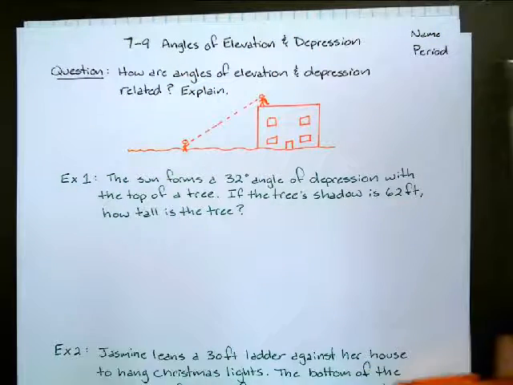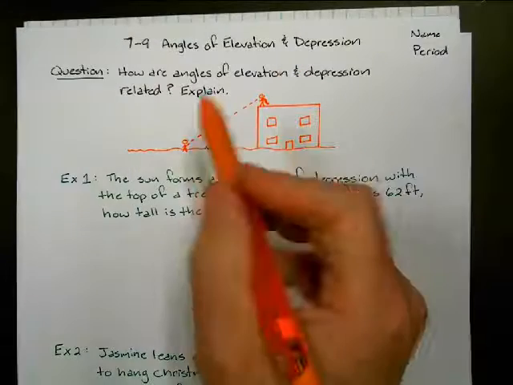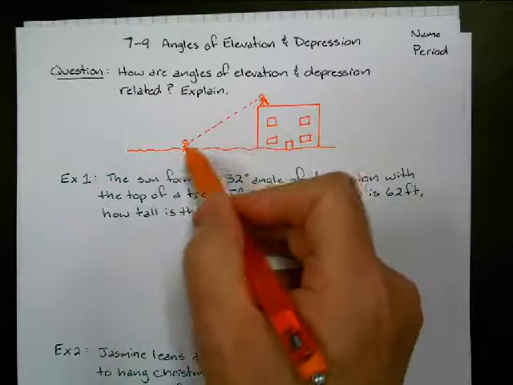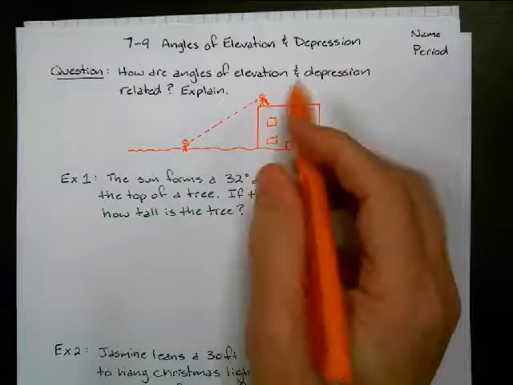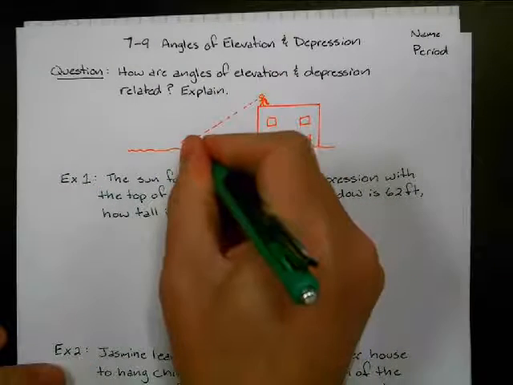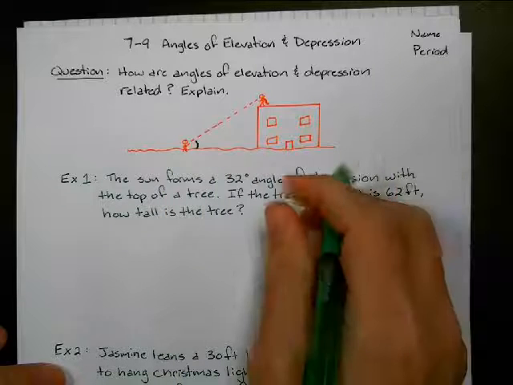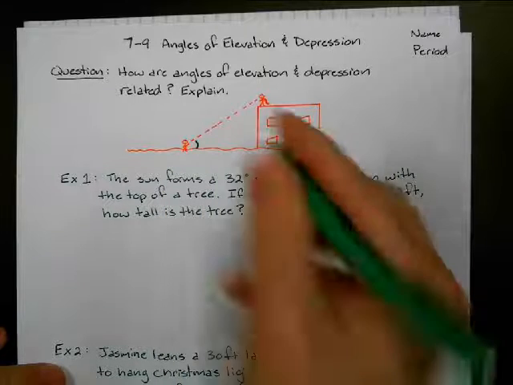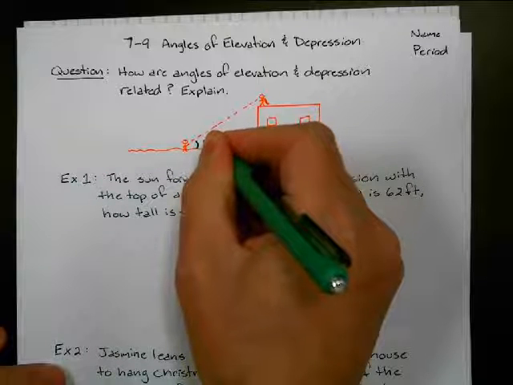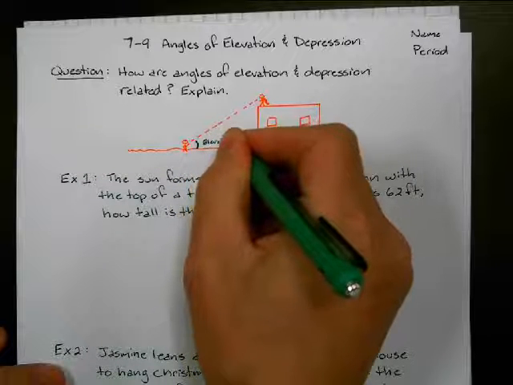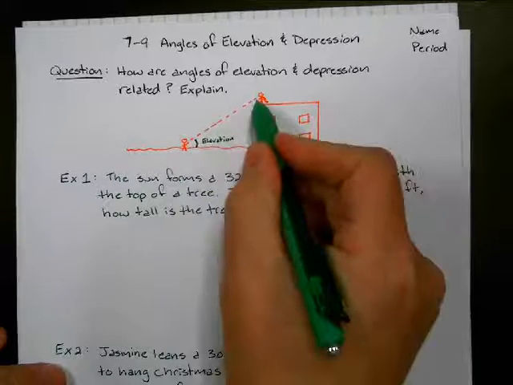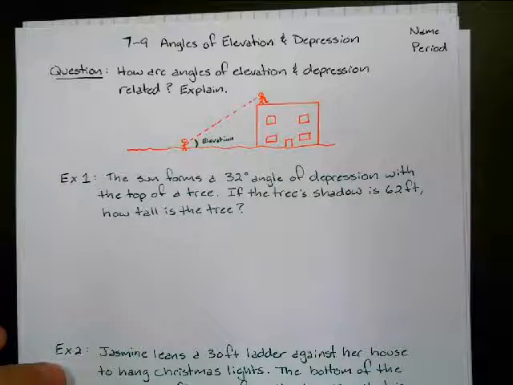So they have different perspectives. This person is looking at an angle that's elevated, so they're looking upwards. Their angle is this angle right here, and that is what we call the angle of elevation, because it's elevated, which means raised. So there's their angle of elevation.